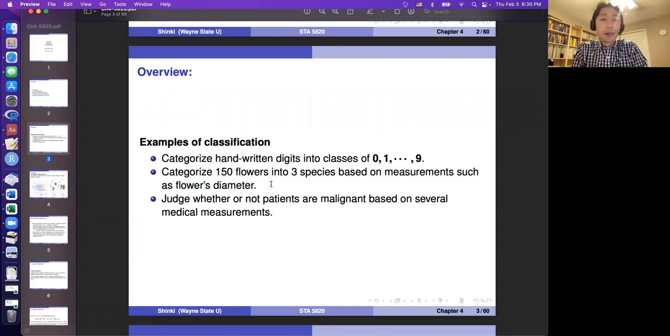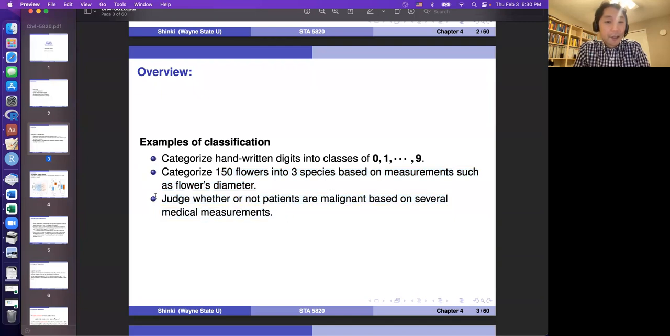For example, maybe you want to predict the blood type of people by some characteristics, then you can do classification. That's probably hard, but categorizing the 150 flowers into 3 species is a reasonable job. Different flowers have different dimensions, the diameter and so on.